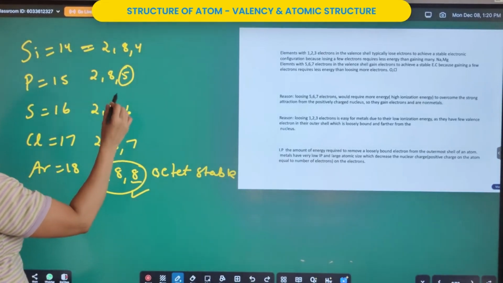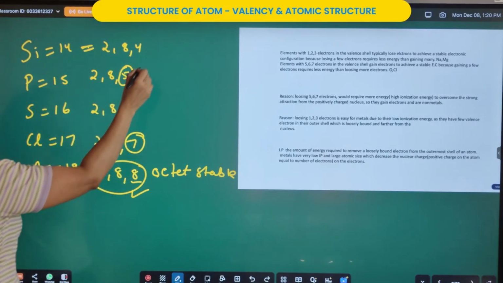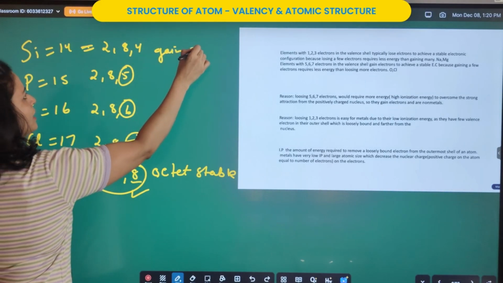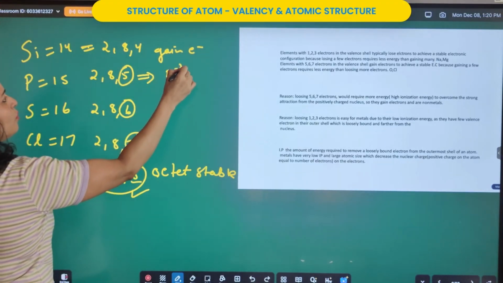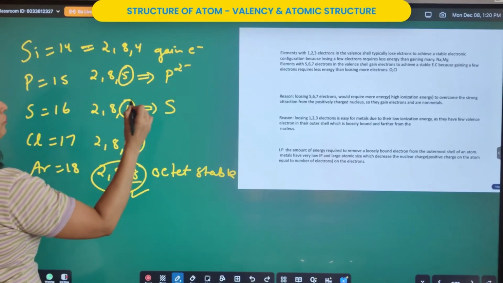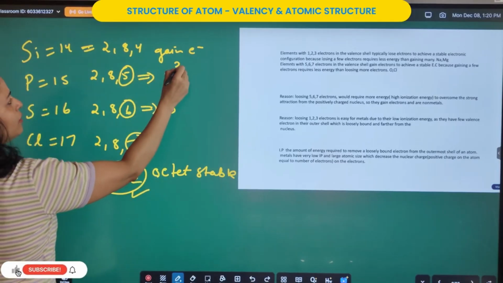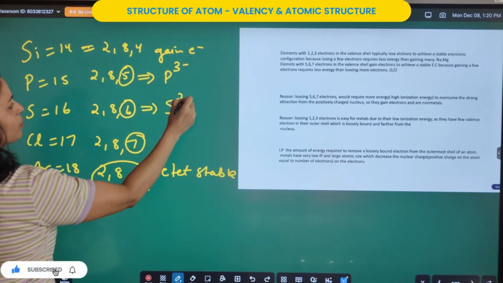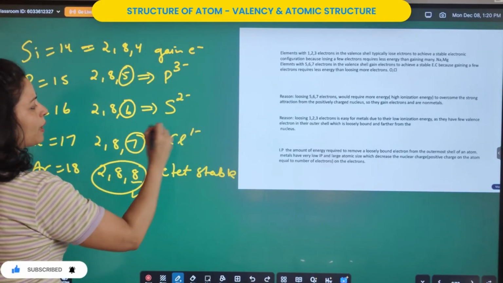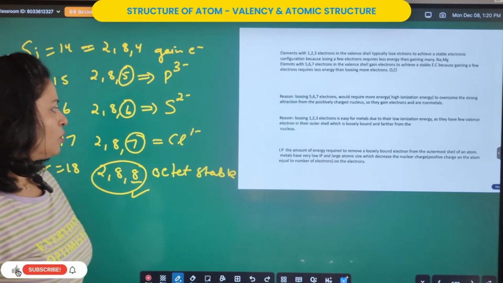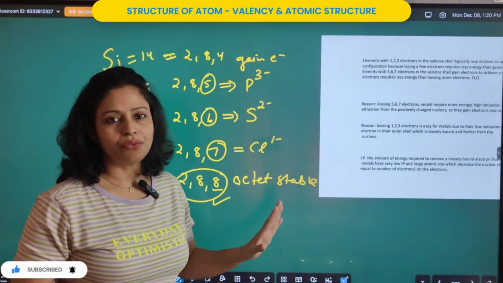So here phosphorus is having 5, sulfur having 6 and chlorine having 7. So they will gain electrons. Okay, it's easy to gain here. Phosphorus will gain 3 electrons to become 8, so 3 minus. Sulfur will gain 2 electrons to become 2 minus, and chlorine will gain only 1 electron it has to gain. So it will become 1 minus. Okay. So this is how we write the valency of the elements.